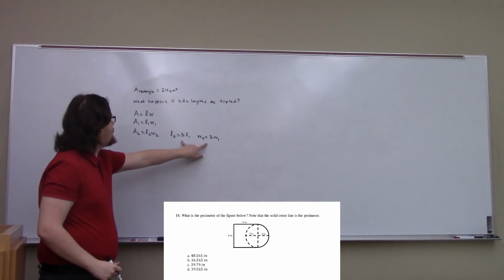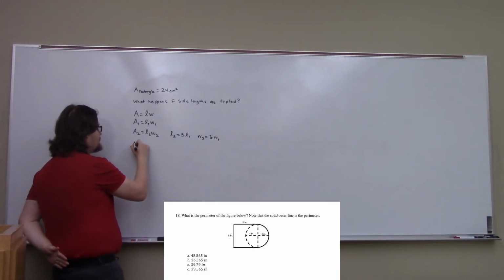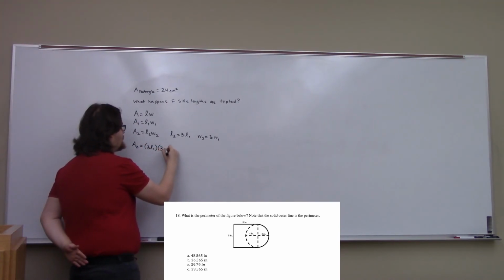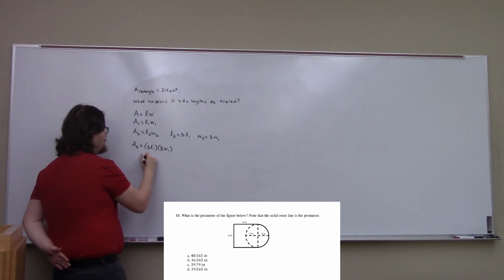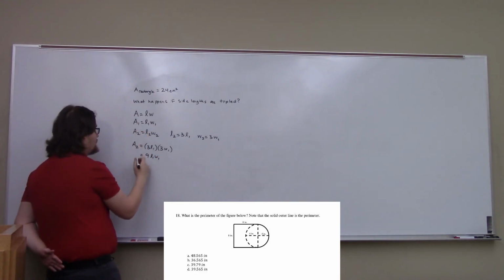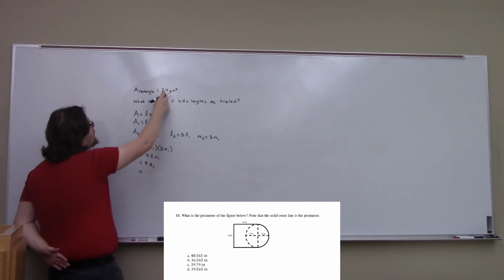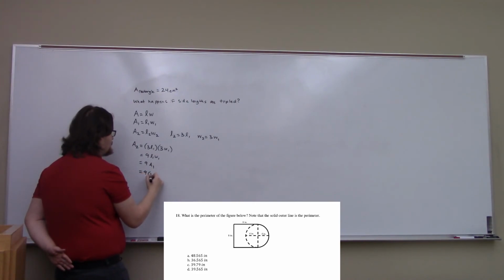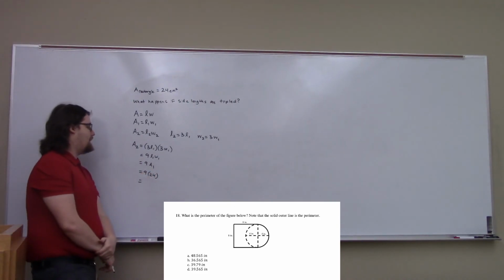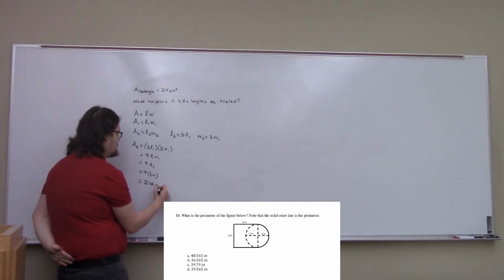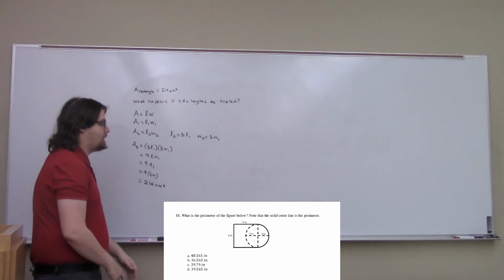If we plug these two equations in for area 2, we get 3 times length 1 times 3 times width 1, which, if we multiply through, we get 9 length 1, width 1. And length 1, width 1 is the same as area 1, so we have 9 times area 1, and we're given that area 1 is 24. If we multiply 9 times 24, we get 216 centimeters squared, which is answer choice C.